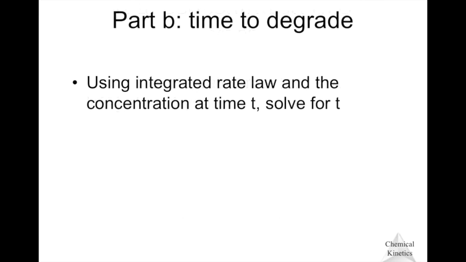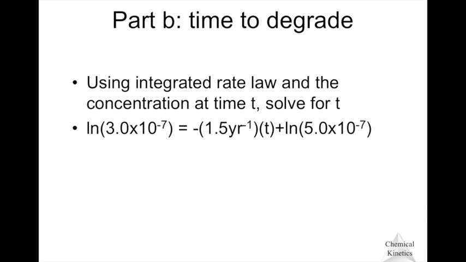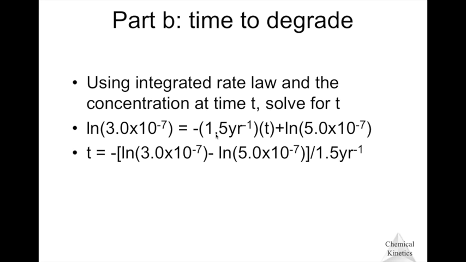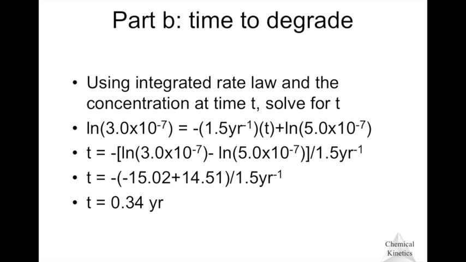It also asks us to figure out how long it's going to take to degrade. Use the same rate law and solve for t, basically. But now we'll have a final concentration because we want to know what time it's going to take, and we know what its initial concentration was. So just plug in those values, and again, here's the concentration at time whatever. We don't know what that time is. Here's your t, here's your negative k, here's your initial concentration, here's your rate constant. And so this is what it looks like. And eventually we're going to get down to t equals 0.34 years.